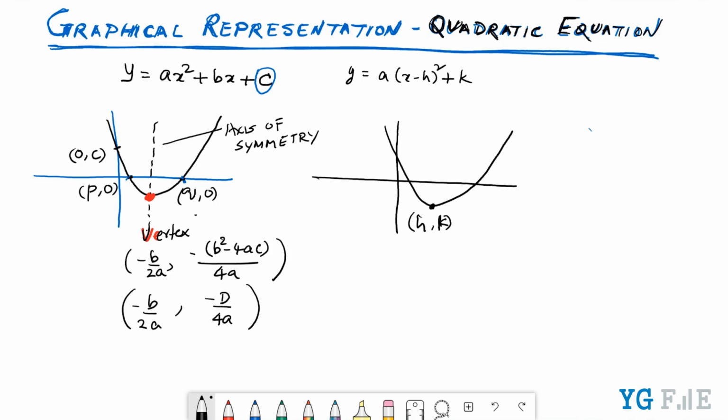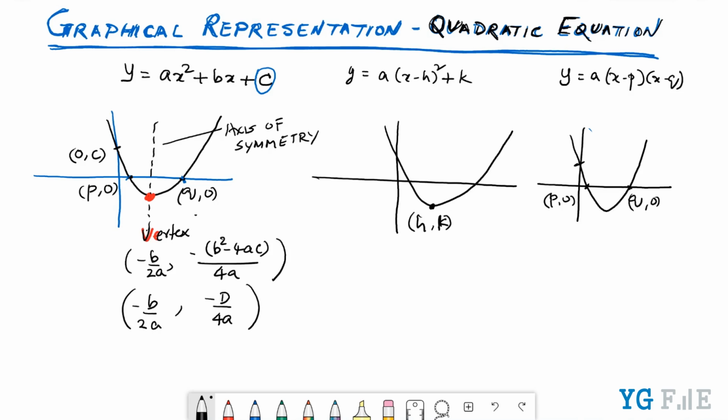Now we can also write it in factor form. If we let p and q be the roots, then the equation is a into (x minus p) times (x minus q), where p and q are the roots and x minus p and x minus q are the factors. If a is not equal to 1, then the constant term becomes a times p times q. You can see by multiplying that you get a term called apq. If a is 1, then it is pq, otherwise it is apq.